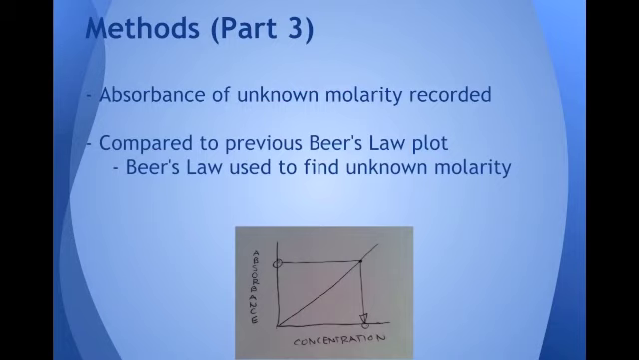The absorbance of the solution of unknown concentration of cobalt chloride was recorded, and it was compared to the Beer's law plot. Because the Beer's law plot is a linear relationship, the concentration of the solution of unknown molarity can be determined by drawing a line directly from the absorbance, dropping a perpendicular line down to the concentration on the x-axis.